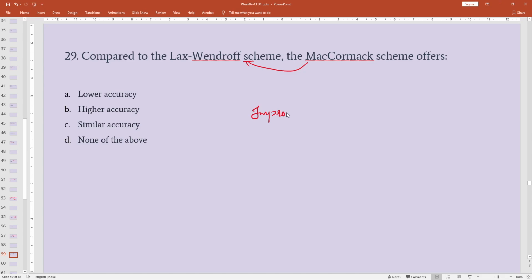Why we need improved schemes? Either we need improved schemes for higher accuracy or increased stability.